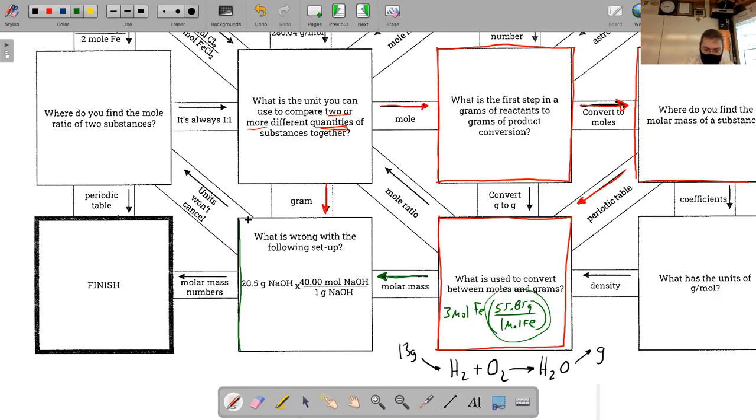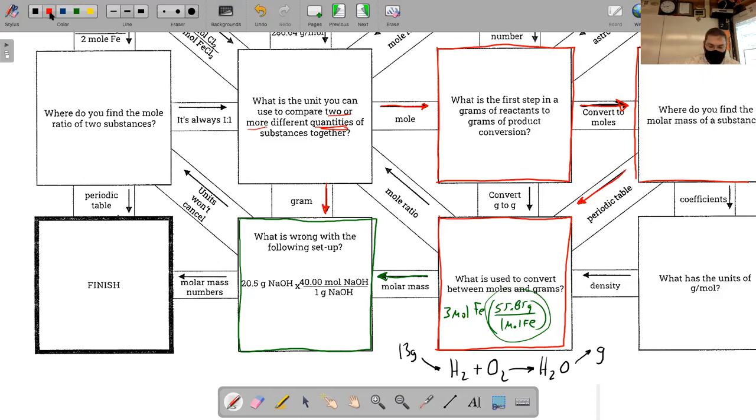So now we're in this box. And what's wrong with that setup? Well, I don't know. There's a mass in grams of sodium hydroxide, and then in the denominator, it says 1 gram of sodium hydroxide. And the numerator says 40 moles of sodium hydroxide.